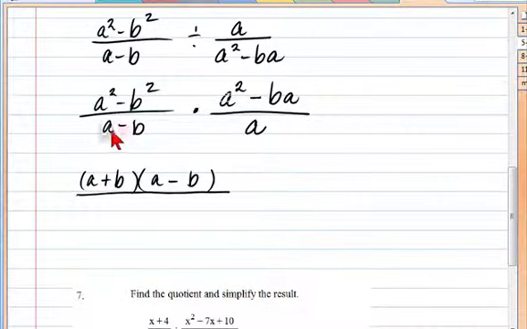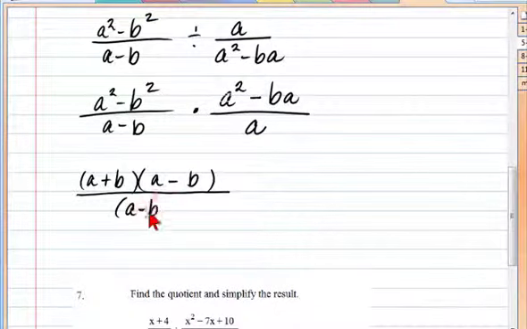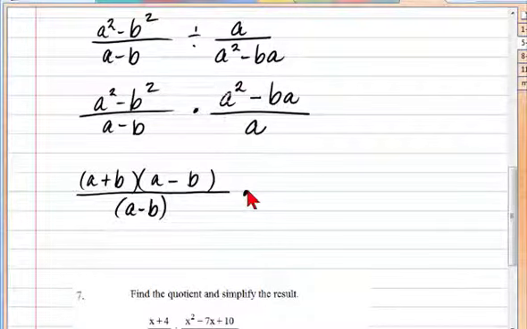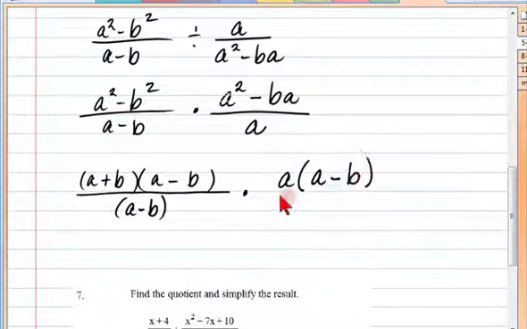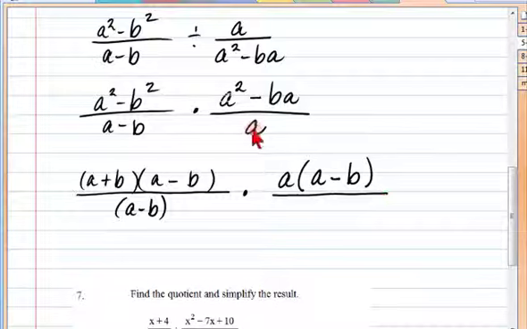Denominator. Is there anything I can do with the expression a minus b? Okay, numerator of the second fraction. Is there anything I can do to factor this one? Greatest common factor of A. A times A minus B. And is there anything I can do to the denominator? No, it's just an A.